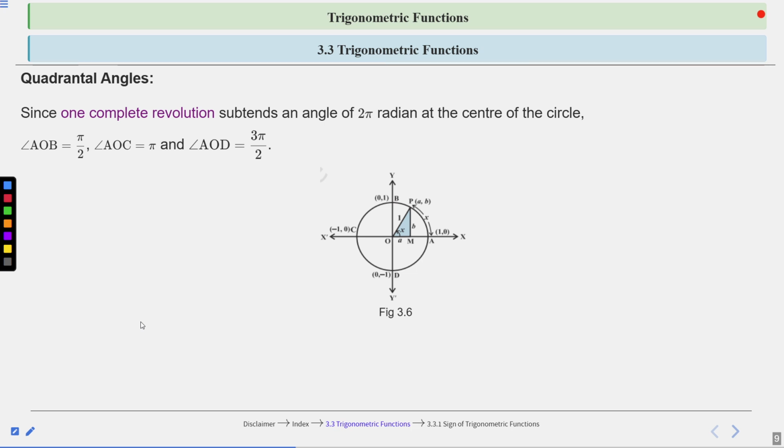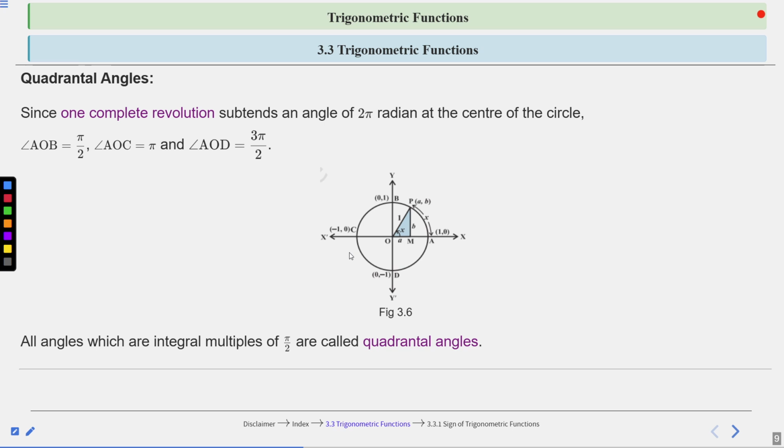Angle AOB is pi by 2, that means 90 degrees. Angle AOC is a straight line, so it is 180 degrees. And angle AOD is 3 pi by 2, which is 270 degrees. Okay.